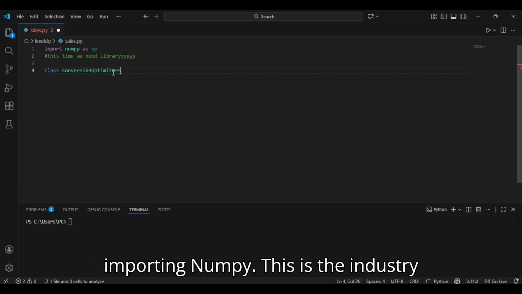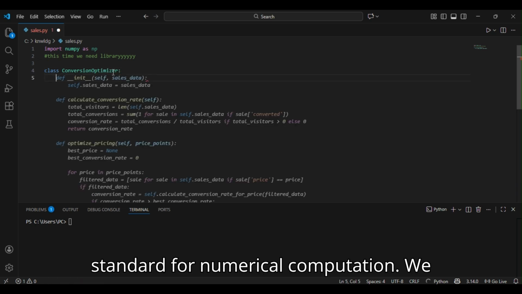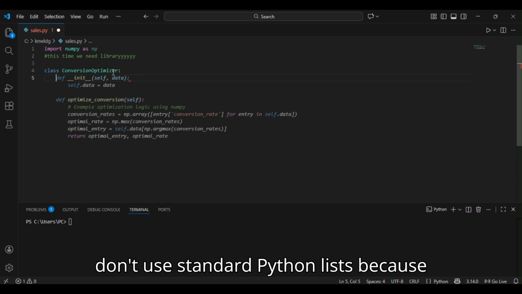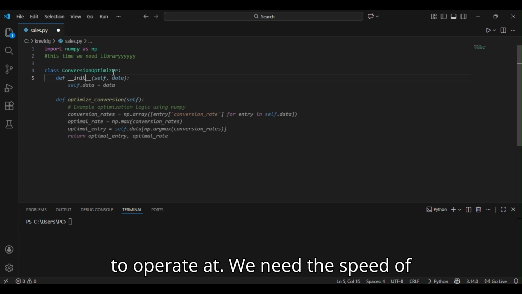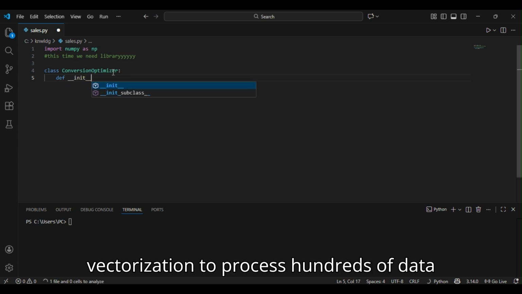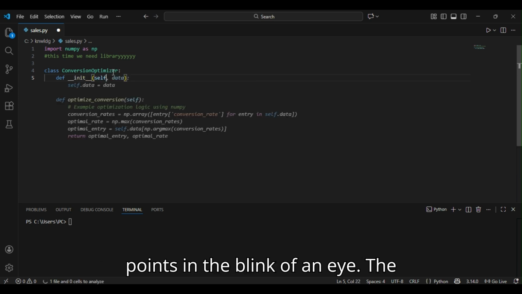We begin by importing NumPy. This is the industry standard for numerical computation. We don't use standard Python lists because they are too slow for the scale we intend to operate at. We need the speed of vectorization to process hundreds of data points in the blink of an eye.